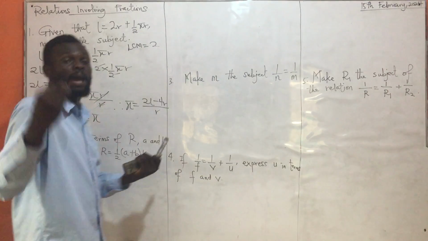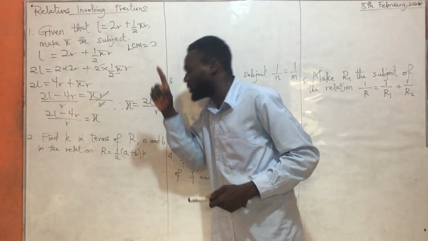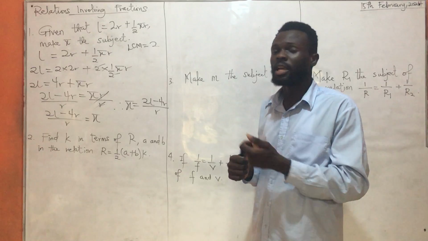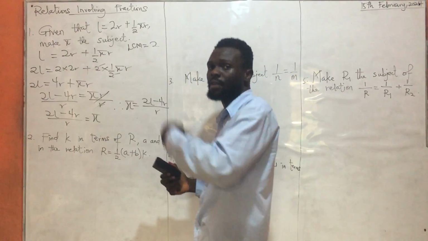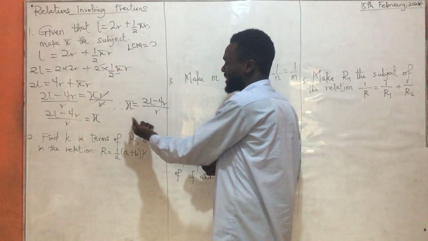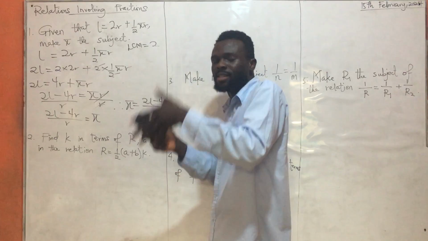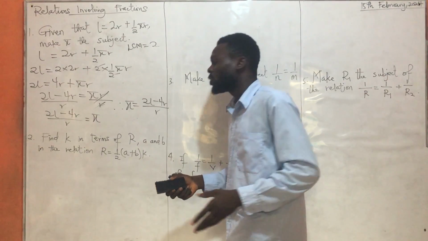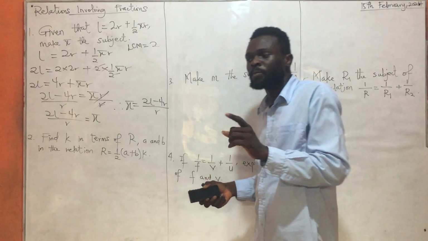And now the pi is the subject. Why is it the subject? Because it is the variable I have solved for. Because it is the only variable at one side of the equation. So I've been able to make pi the subject.